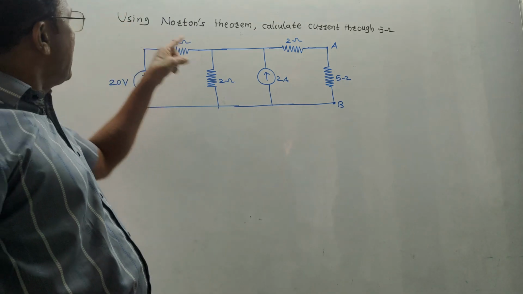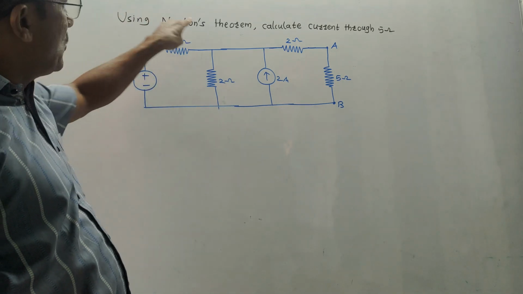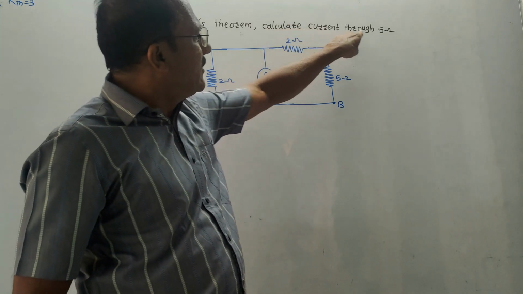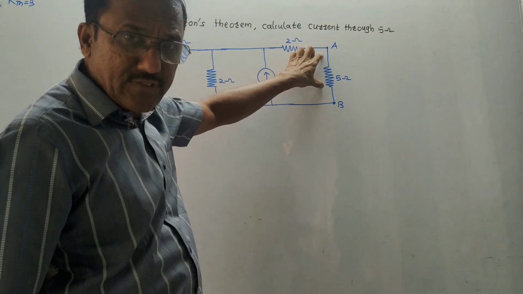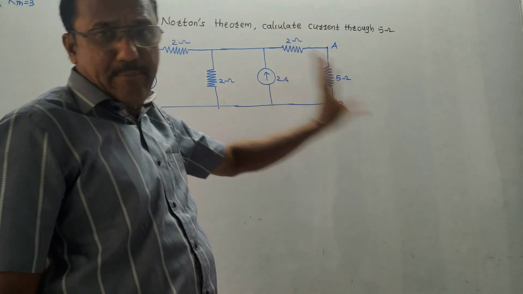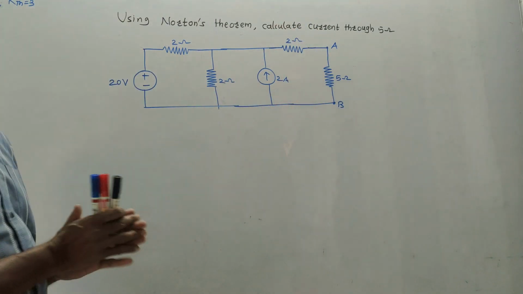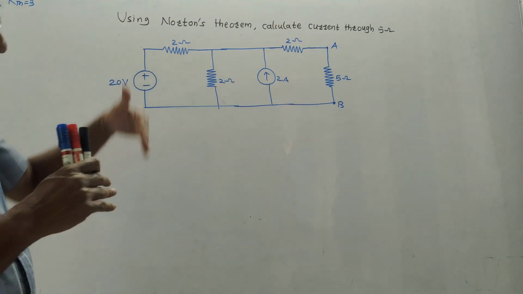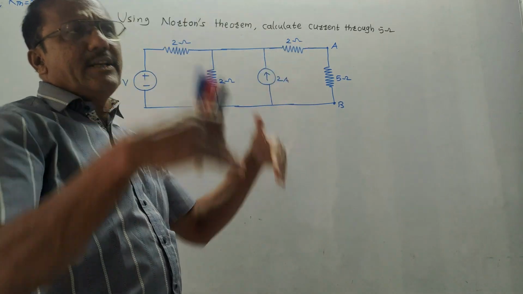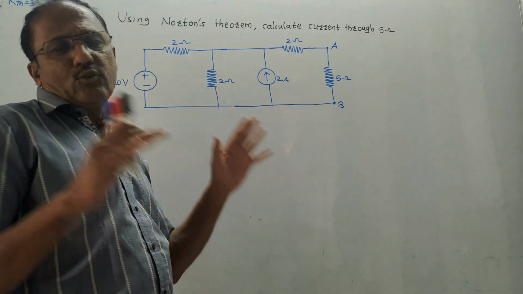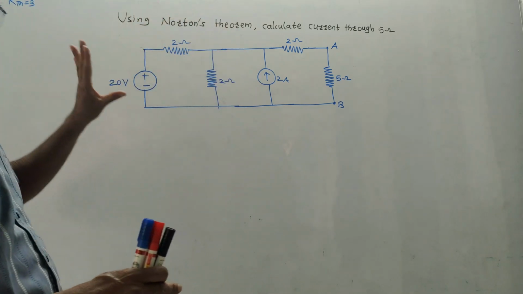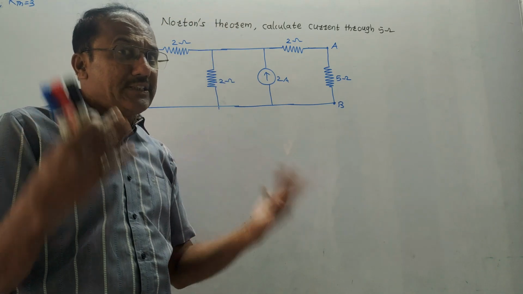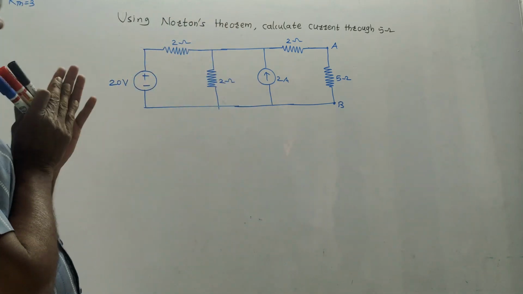The next problem is, using Norton's theorem, calculate the current through the 5 ohm resistance in the given network. This is the 5 ohm resistance where I have marked points A and B. How to start this numerical? If you straightforwardly start solving directly by using Norton's theorem, then the calculations will be very lengthy because it contains a current source and a voltage source. So I will be telling you the simplest trick for how to remember the things.